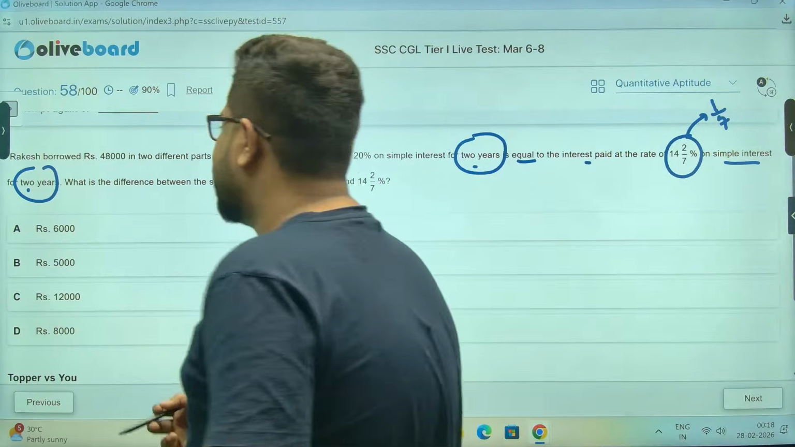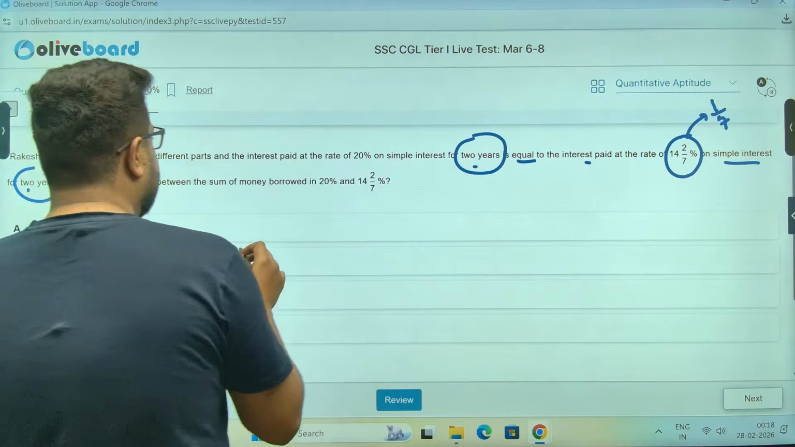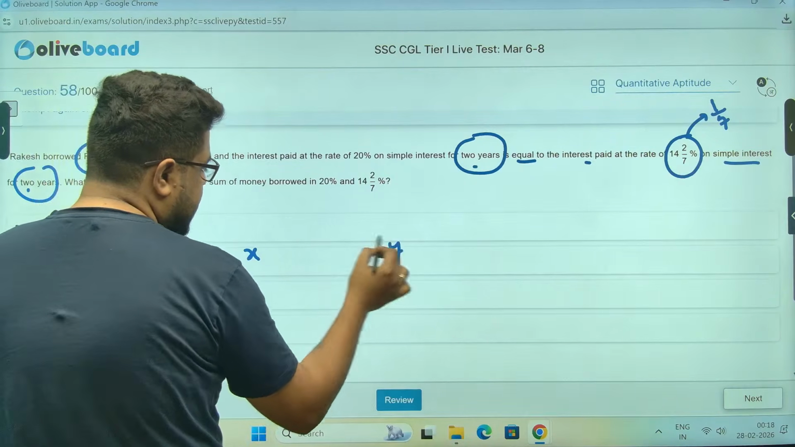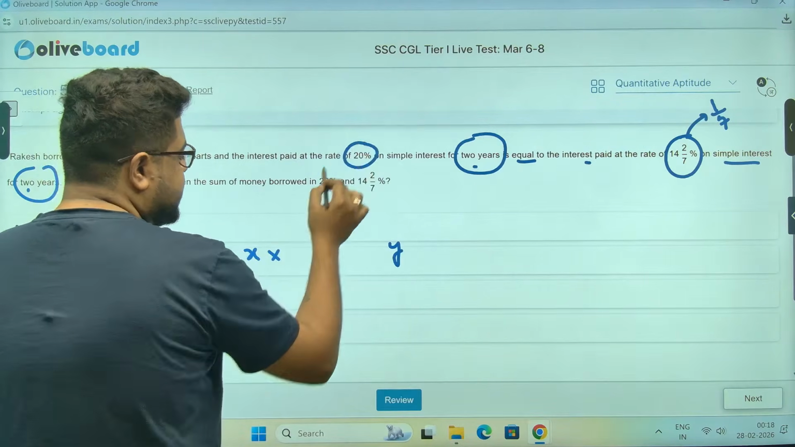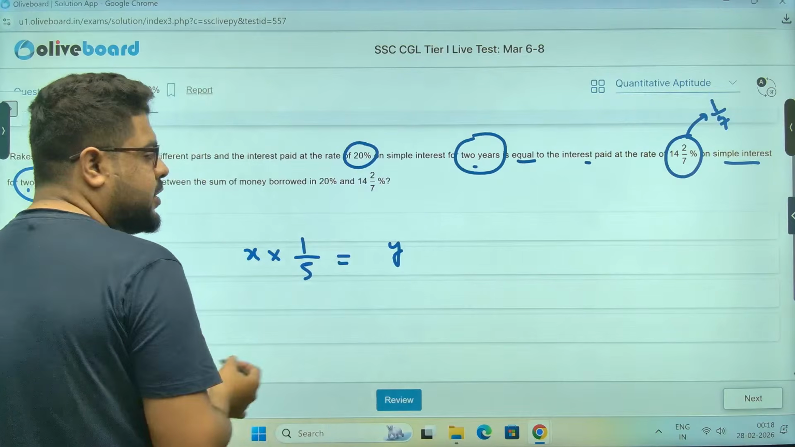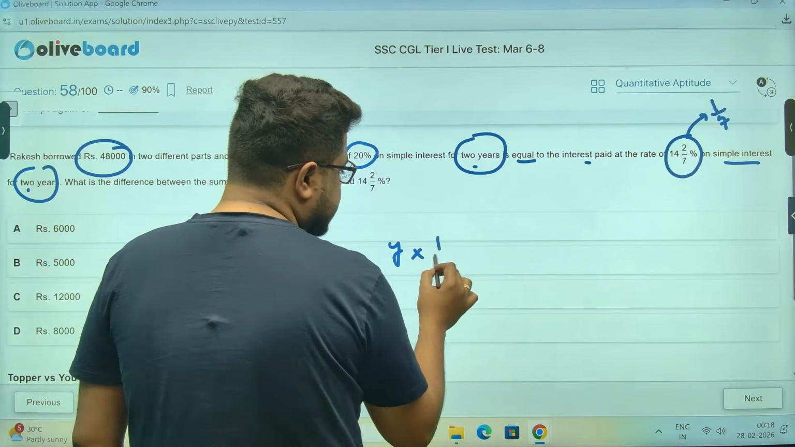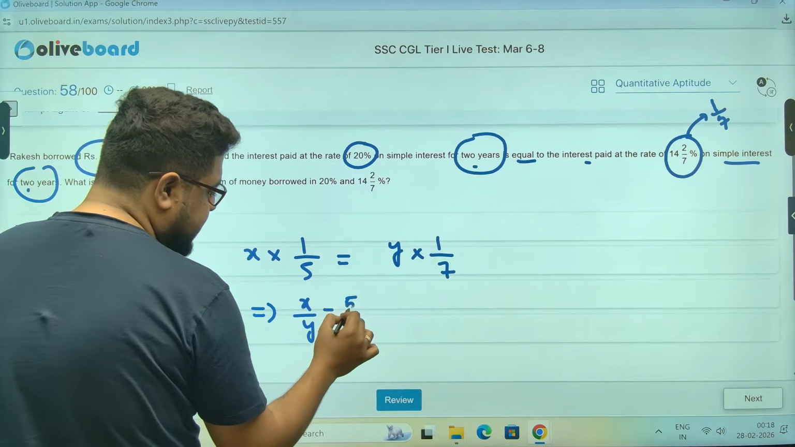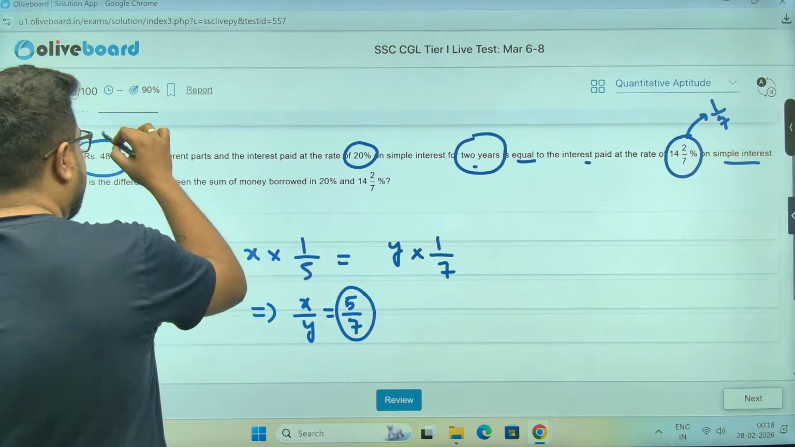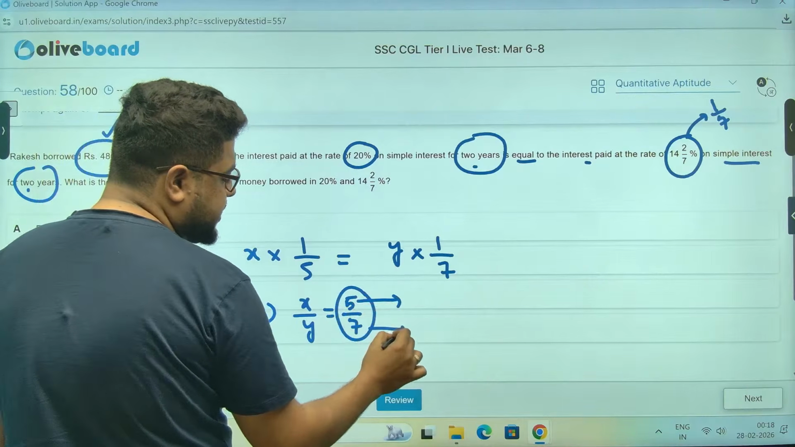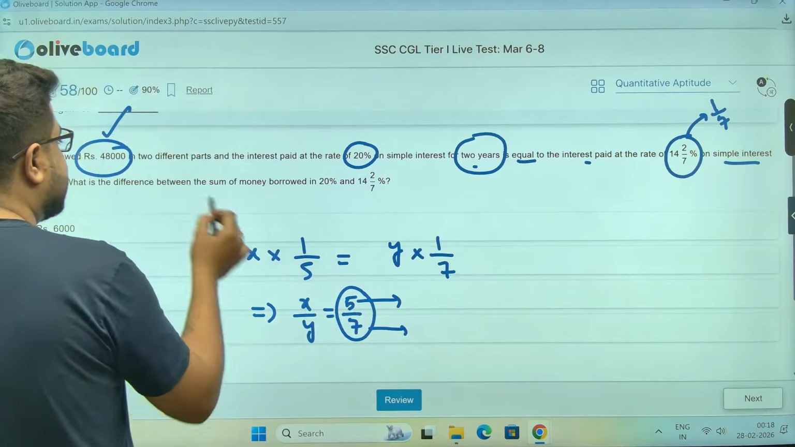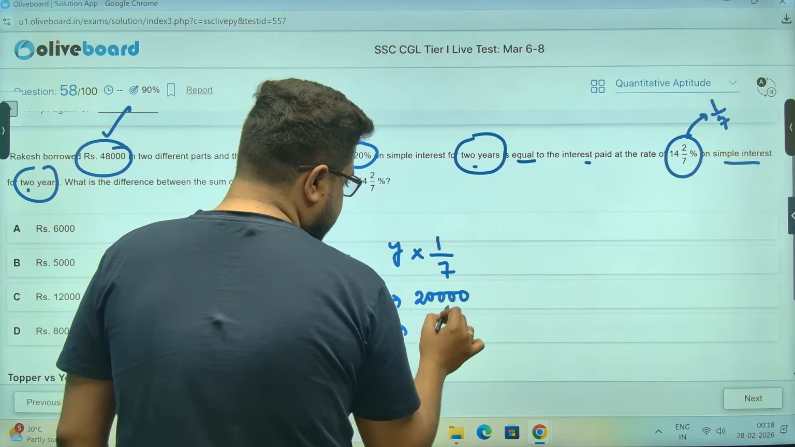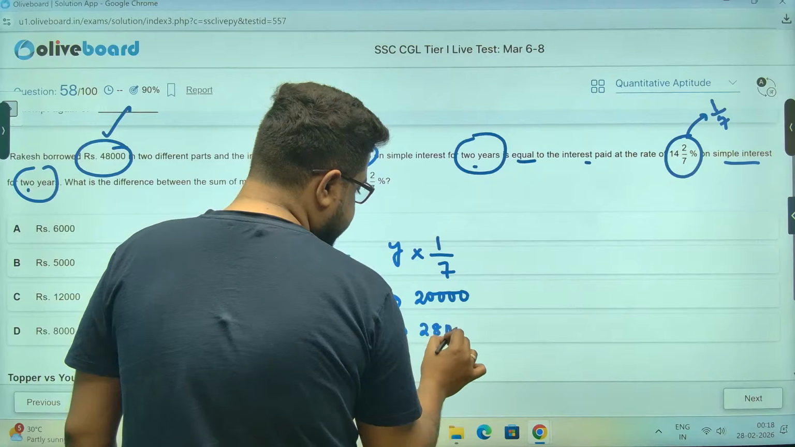Sir, take the ratio. Please understand, I don't know the parts. One part is X, another part is Y. X into 20%, meaning 1 by 5, is equal to Y into 1 by 7. They are equal, so X by Y is equal to 5 by 7. So total 48,000 you divide in the 5 is to 7 ratio. 5 plus 7 is 12 parts, one part is 4,000. So this is 20,000 and this is 28,000.